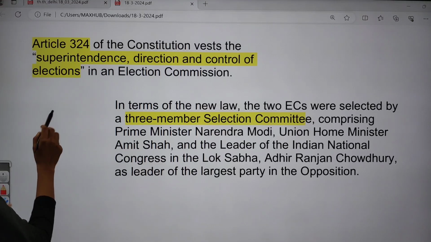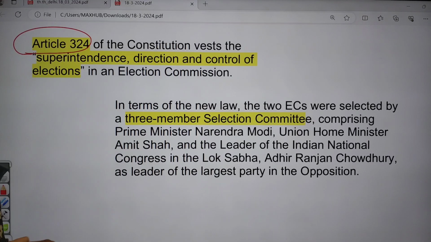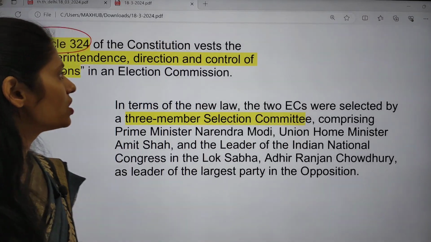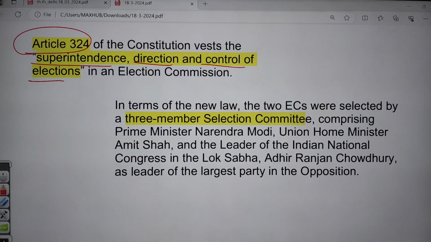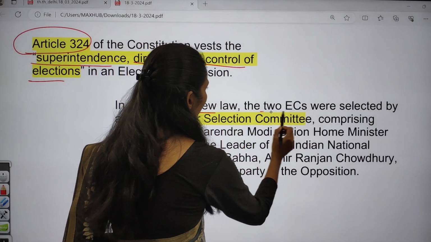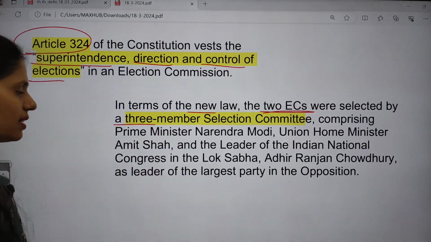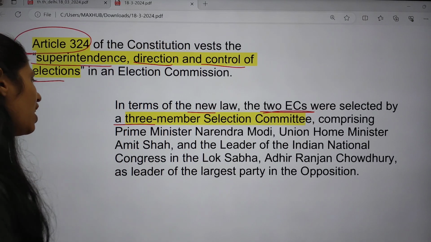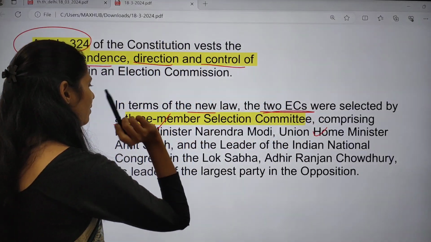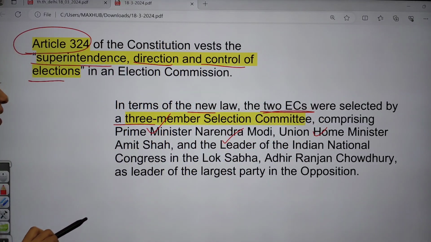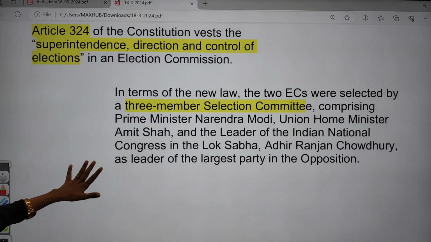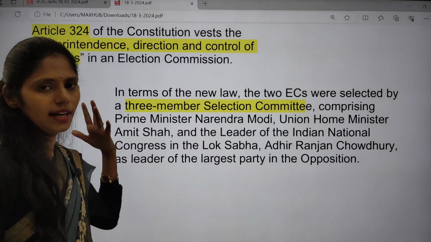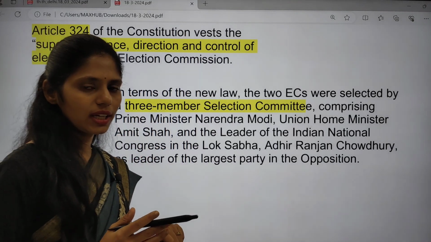So if you see the details, we have Article 324 of our Indian Constitution, which talks about the superintendence, direction and control of elections in the election commission. And in terms of the new law, the 2 election commissioners were selected by a 3-member selection committee. In this 3-member selection committee, we have the Prime Minister, the Union Home Minister, and the leader of the Indian National Congress in Lok Sabha, as leader of the opposition party. So here you have to know about the election commissioner appointment and the selection committee members. In this way also you can expect a question.